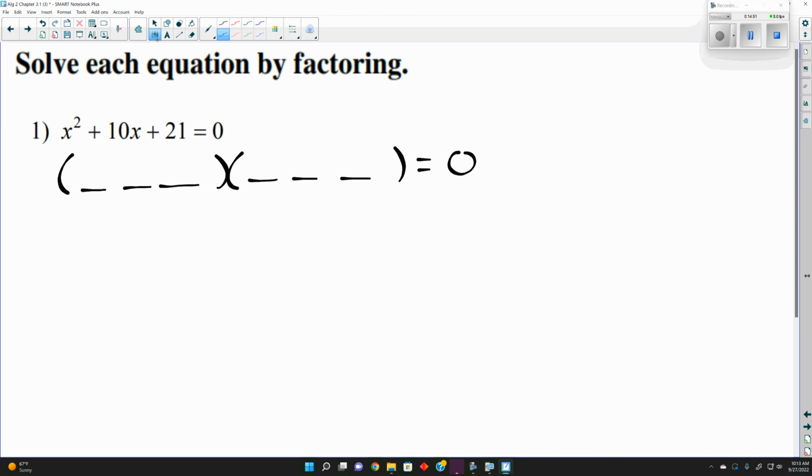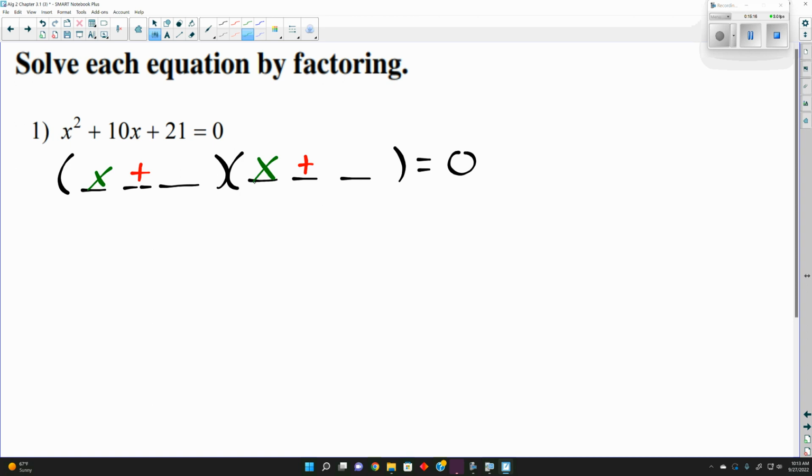Now we find the signs. If the third term is positive, the signs are the same and they match the sign of the middle term. Well, it is positive and the middle term is positive, so we have plus and plus. Now we need to find the factors of the first and third term. Well, the factors of the first term, x squared, is x and x.